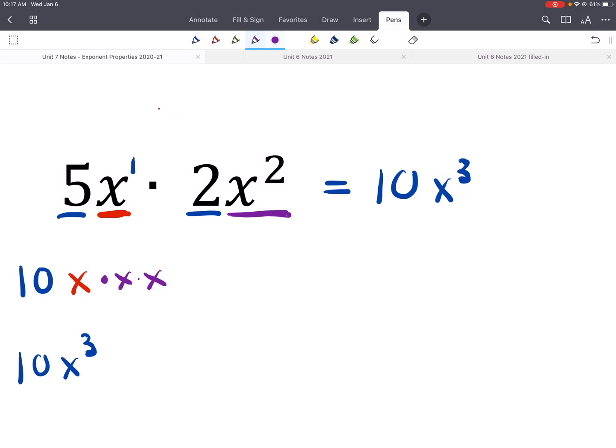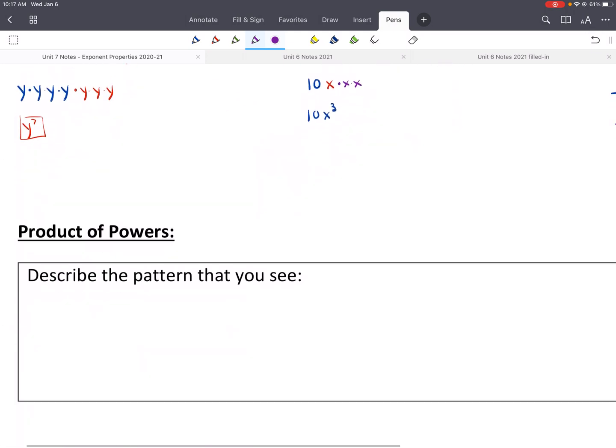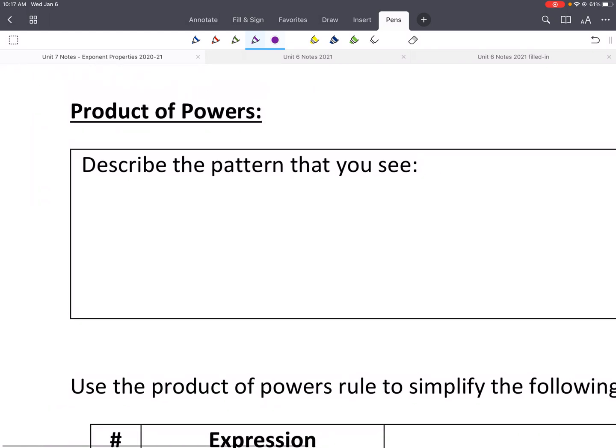Okay, so hopefully you've come up with some sort of idea that when we're multiplying like bases, meaning both of the bases have the same variable, like x and x or y and y. Okay? When we multiply like bases, we add their exponents.